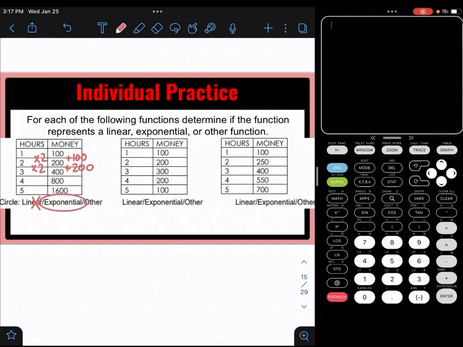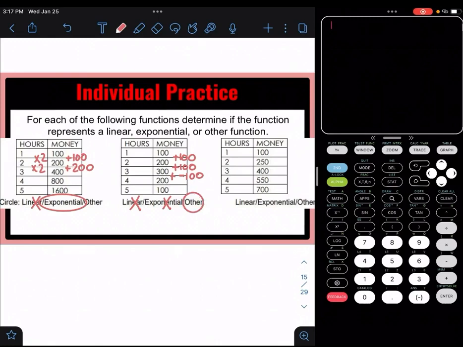Let's look at the next one. 100 to 200, I would add 100. 200 to 300, I would add 100. Oh, but 300 to 200, I would add a negative 100. So it's not linear, and it's not going to be exponential because I can't go up and then start going down again, so it's another one.